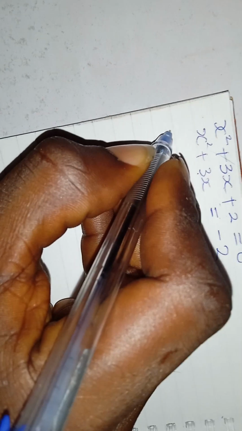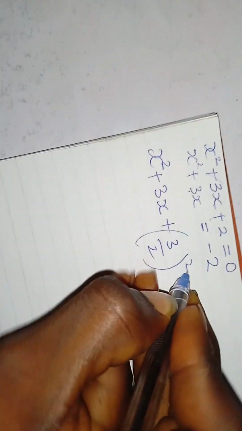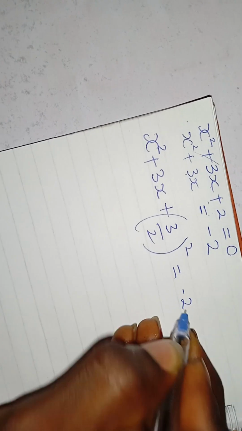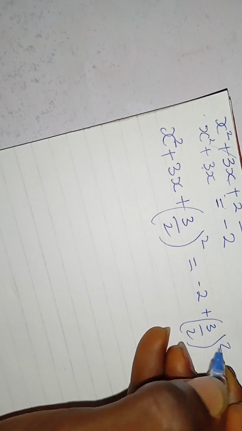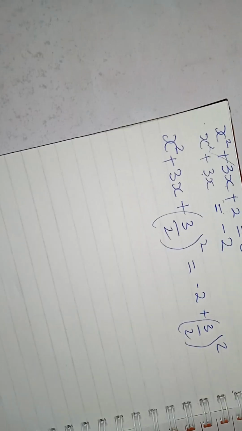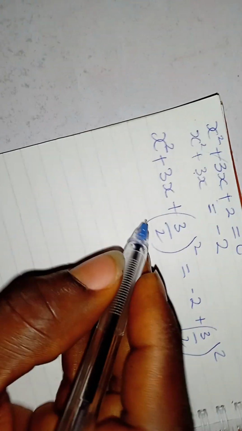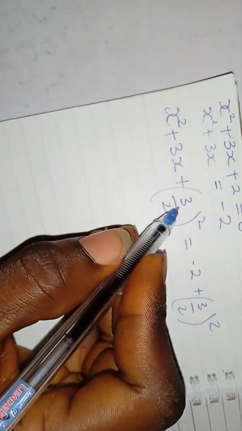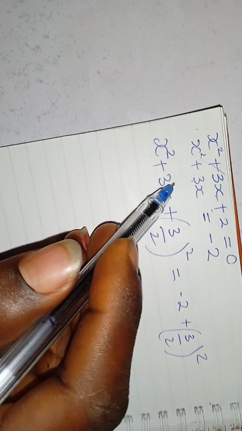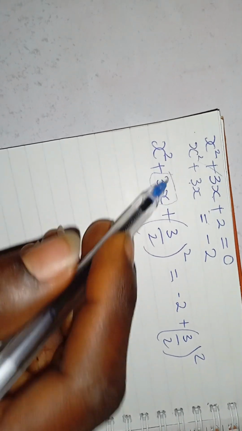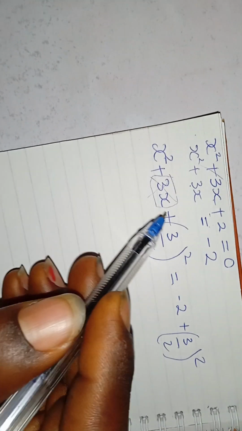Now adding it to both sides, I now have that this is x squared plus 3x plus 3 over 2 all squared is equal to minus 2 plus 3 over 2 all squared. Now notice something. The goal of every quadratic equation, be it using the factorization method or completing the square, is always to eliminate this middle term with something that is equivalent to it.